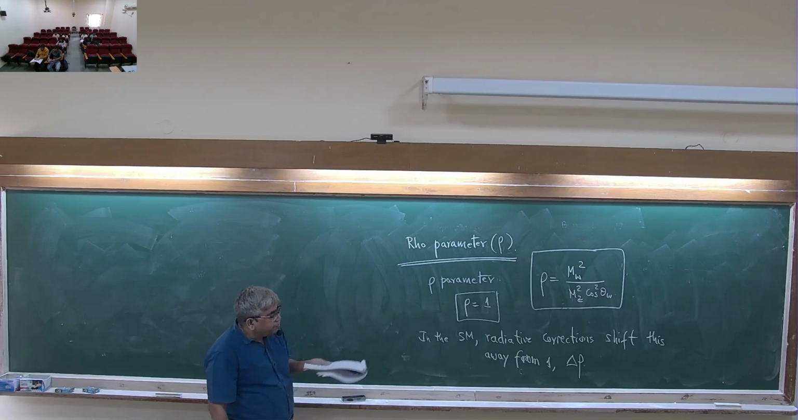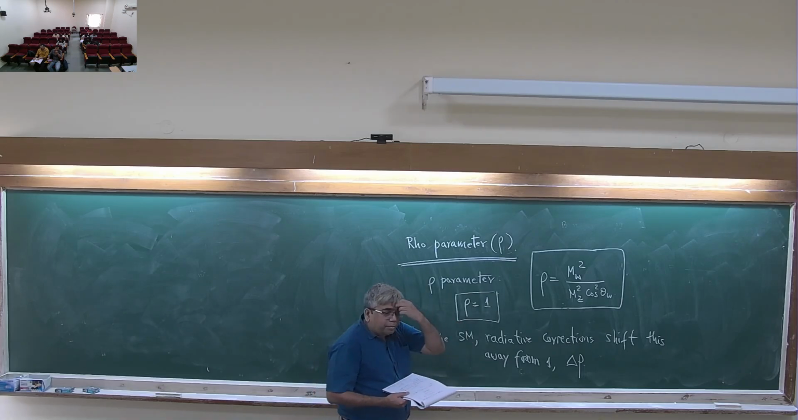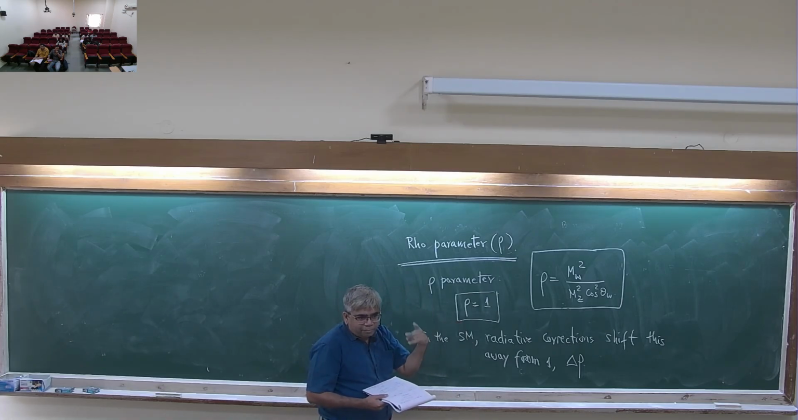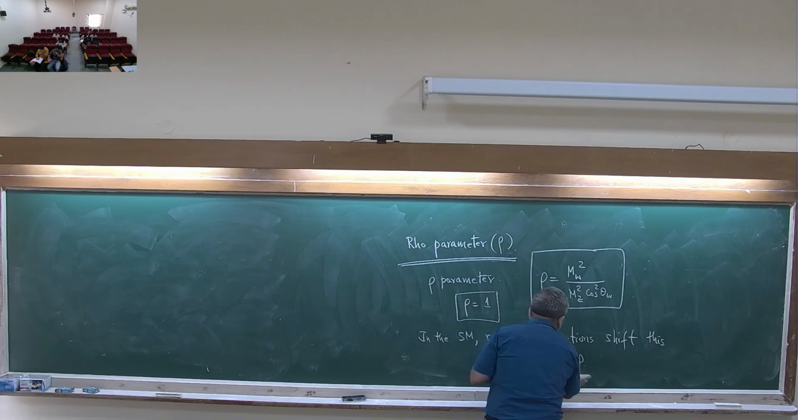And delta rho is related to delta r. If you read my paper, I think we mentioned it in the two Higgs doublet paper essentially. So delta r is the sin square theta W modification. So this is called delta rho.